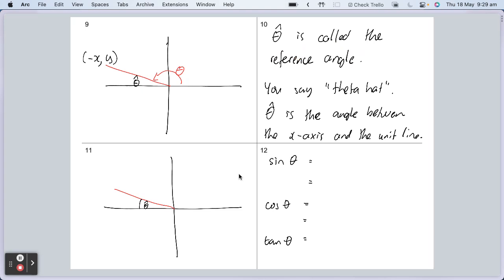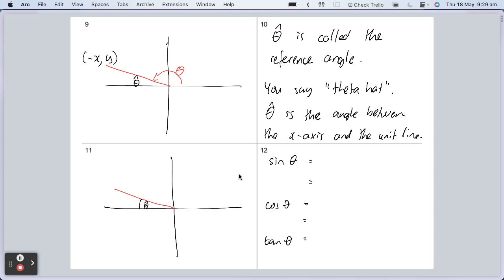It's called the reference angle because it's the acute angle that we use to find the x and y coordinates. It's always the angle between the x-axis and the unit line. It's never between the vertical axis, always between the horizontal axis and the line. Okay, we good with that? Again, this is a review from last year, but I think it's an important one.